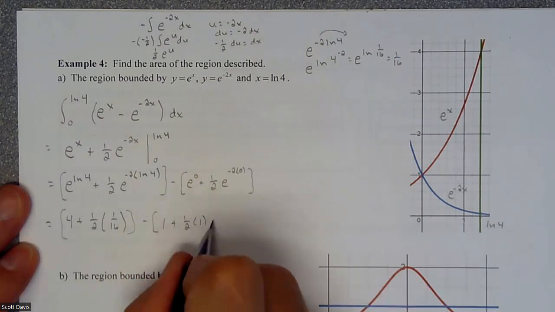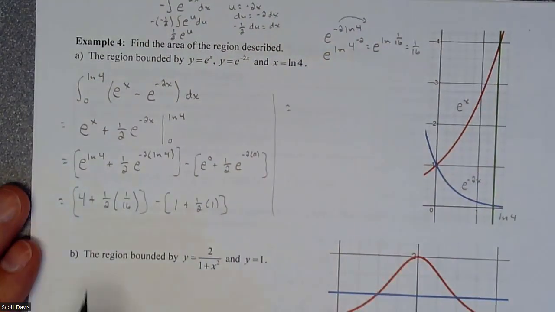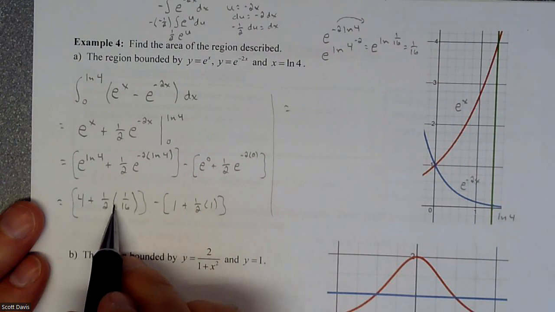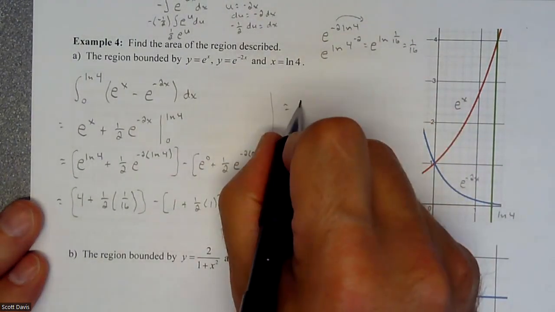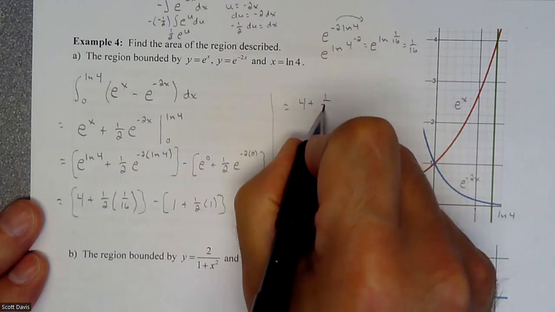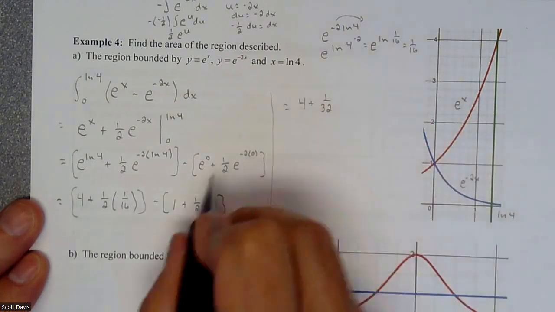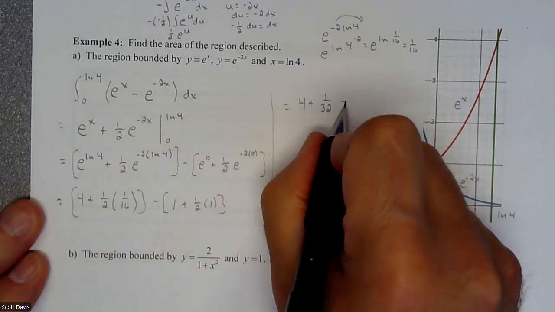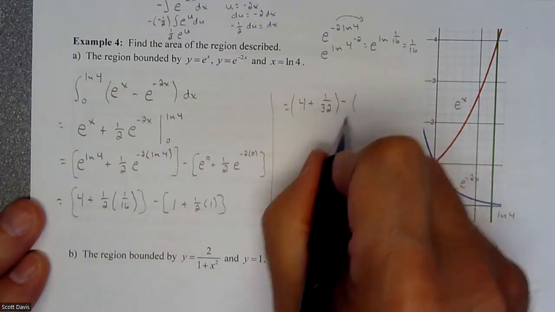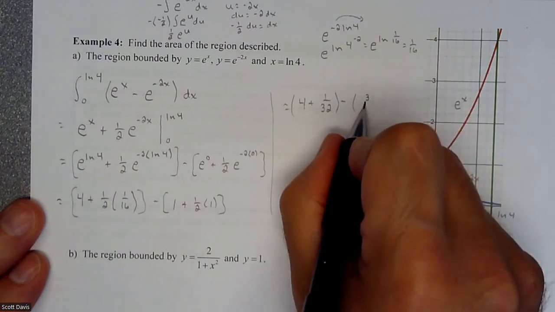All right, let's keep doing some math here. So this is going to be 4 plus 1 over 32, and then minus 1 plus a half. So that is 3 halves.